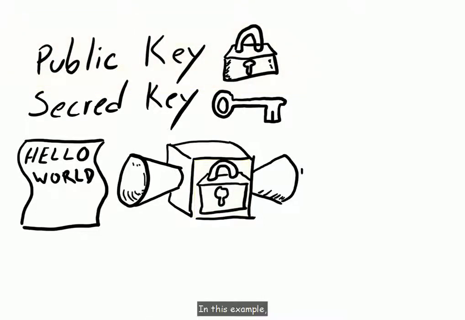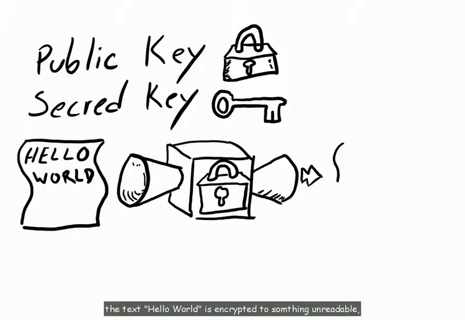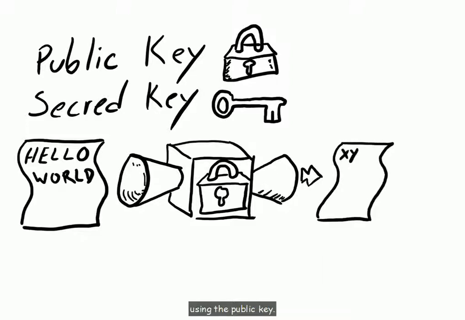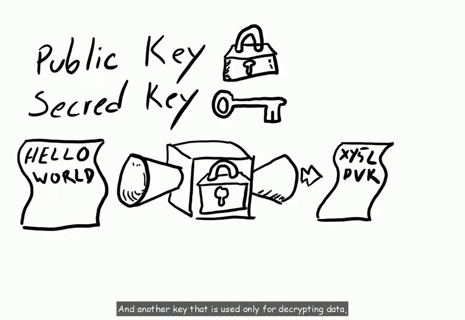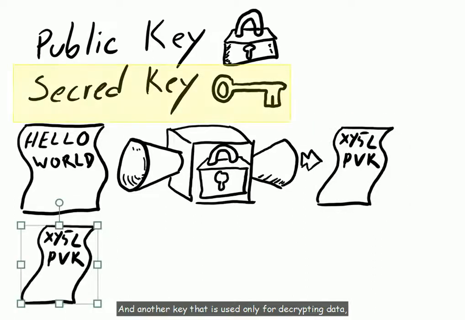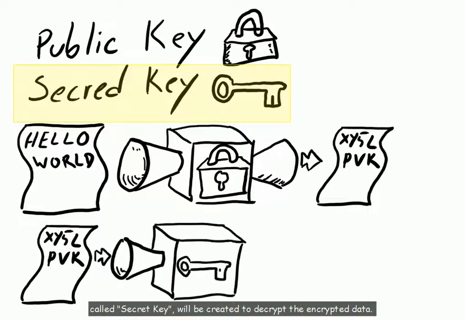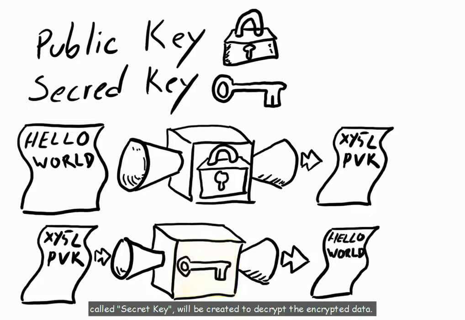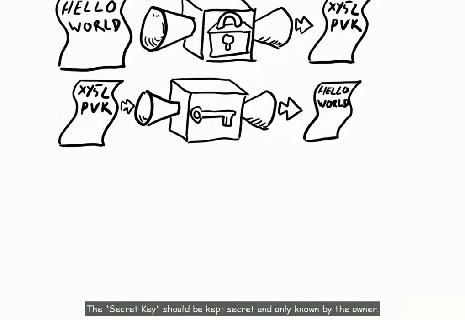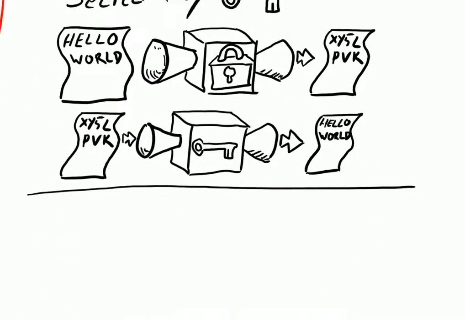In this example, the text "Hello World" is encrypted to something unreadable, using the public key. And another key that is used only for decrypting data, called the secret key, will be created to decrypt the encrypted data. The secret key should be kept secret and only known by the owner.